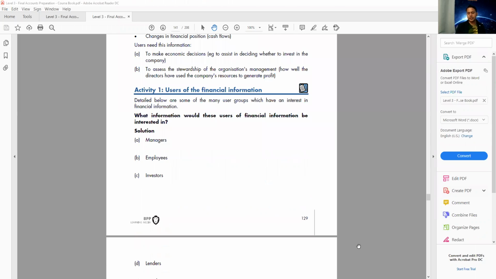Let's talk about this activity. Activity 1. They said use of financial information. Basically, they are asking who uses the financial information and why they need it. This question will not come in the exam, but it is for your understanding. For example, if I have the accounts for Tesco, how are Tesco's financial statements important, who is going to use them and why?